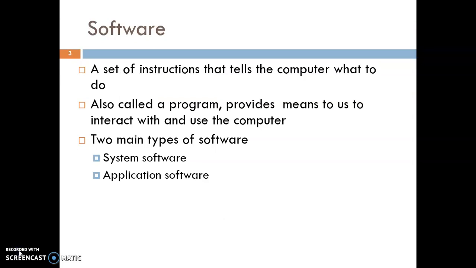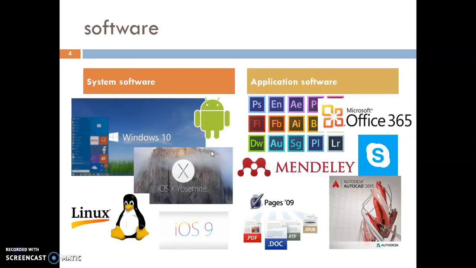So, what is software? Does anyone know what software is? Okay, the term software refers to a set of instructions that tells the computer what to do. This instruction set is also called programs, which provide a means for us to interact with the computer. Basically, our computer has two types of software, system software and application software. Based on this slide, you can see many examples of software. Some examples of application software are web browsers, graphic software such as Adobe Photoshop, and Microsoft Office: Word, Excel, Outlook, and PowerPoint.